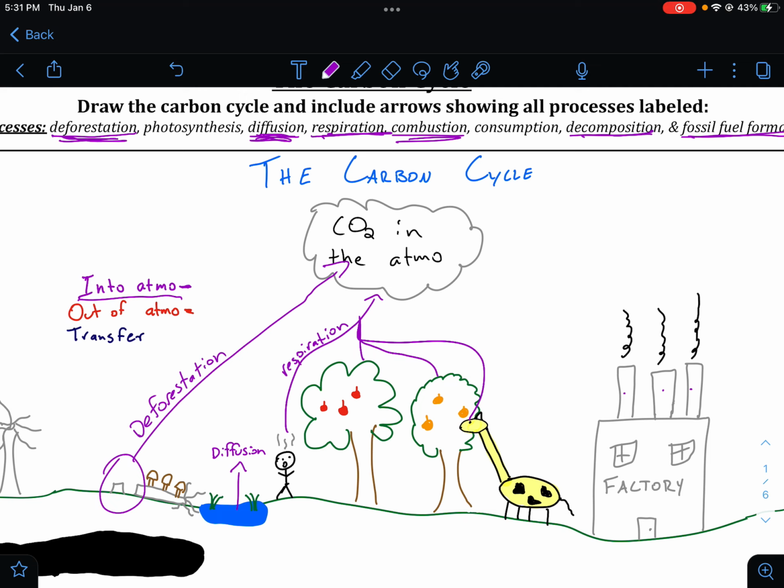Okay, next we have combustion. Well, combustion happens when we take fossil fuels and we burn them. And one of the most common ways that that happens is in your car, or in this case, in a factory. So the factory is burning coal or burning natural gas. This would be combustion.